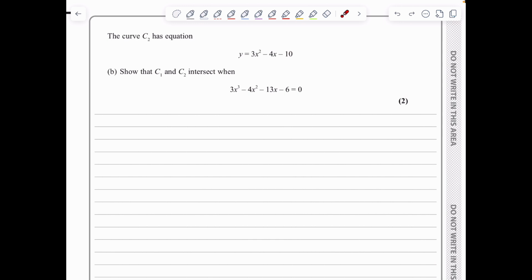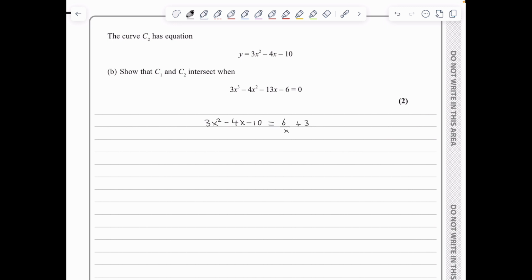In part B, we are given a second curve C2 with this equation here. It's a quadratic, and we need to show that C1 and C2 intersect when this cubic equation is equal to 0. If the two curves intersect, I can set them equal. So we're looking at 3x² - 4x - 10, which is the equation for C2, being equal to 6/x + 3, which is the equation for C1.